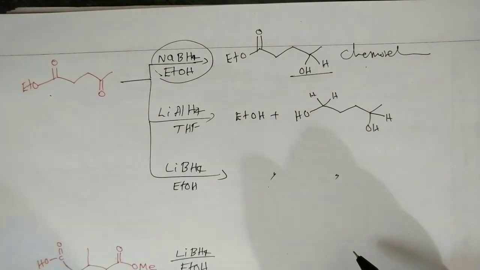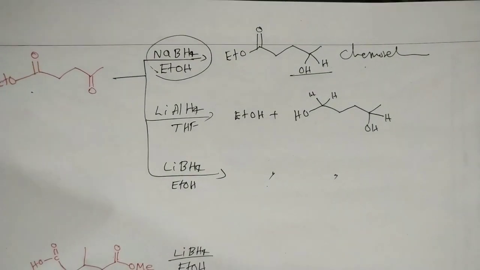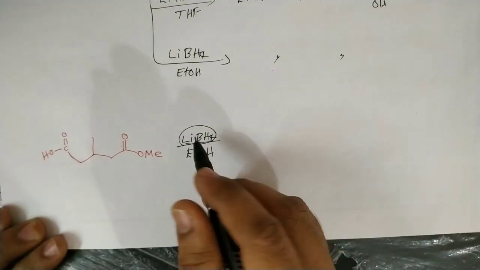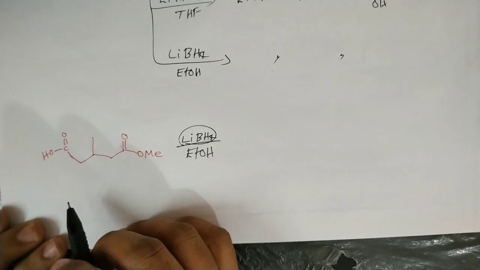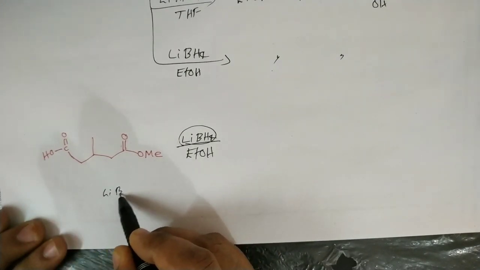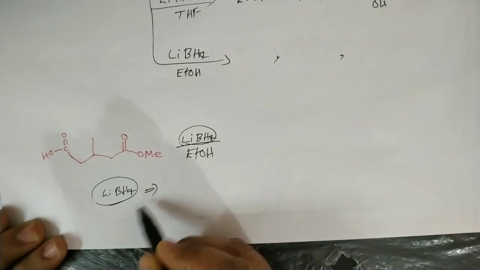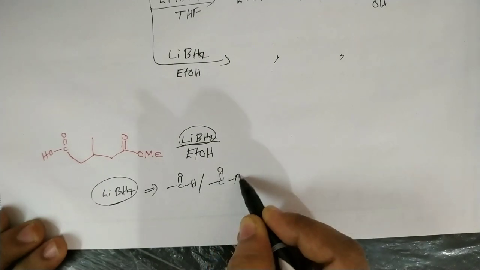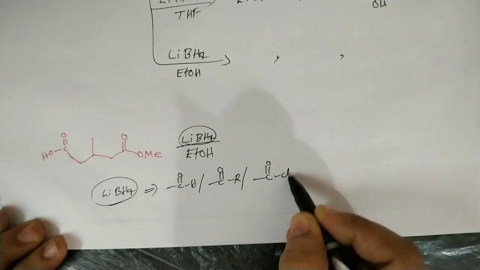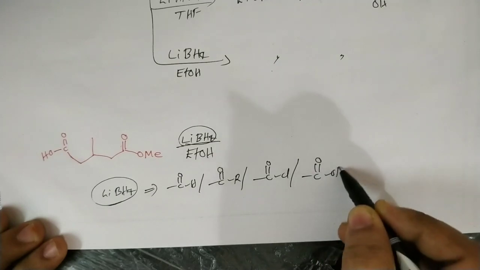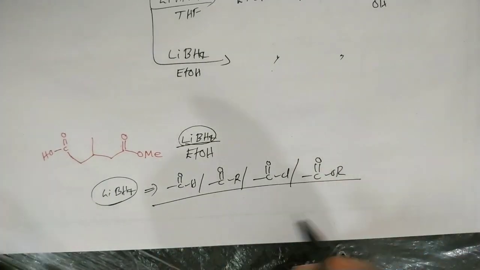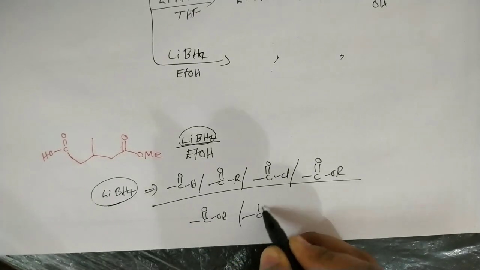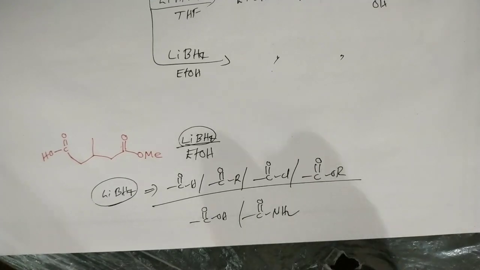Now here is the reduction of esters in the presence of carboxylic acids. Lithium borohydride can reduce the esters but not acids. The important point is that lithium borohydride can reduce aldehydes, ketones, acid halides, and esters only, but not the remaining compounds. That means carboxylic acids are not reduced and amides are not reduced by lithium borohydride.